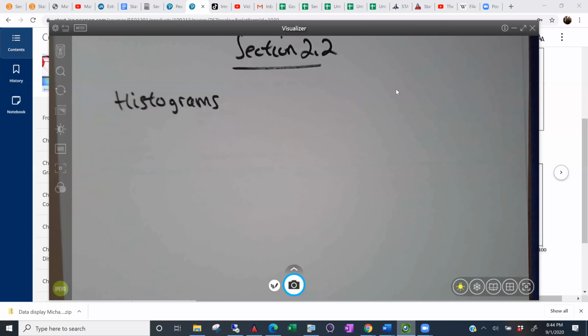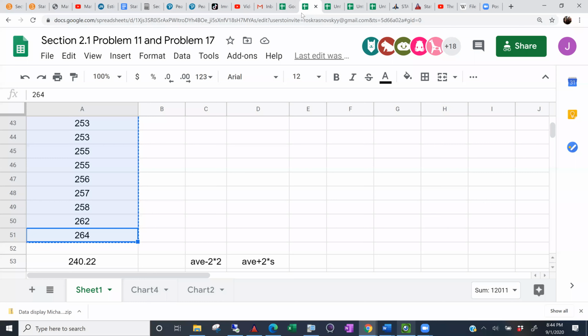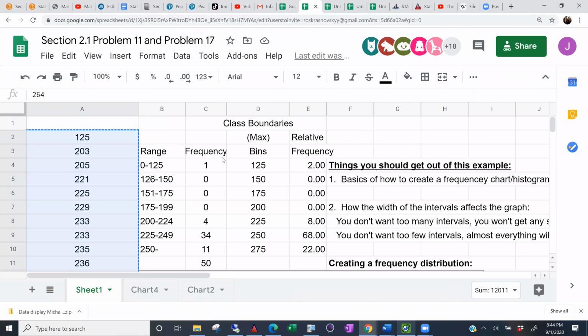So in section 2.2, we're going to continue working with data and trying to summarize our data. In section 2.1, we came up with a frequency distribution. So that frequency distribution for our Old Faithful data looked like this. We had a lot of eruptions that lasted between 224 or 225 and 249 seconds. So that's where most of our data lied, but then we had some other ones as well.